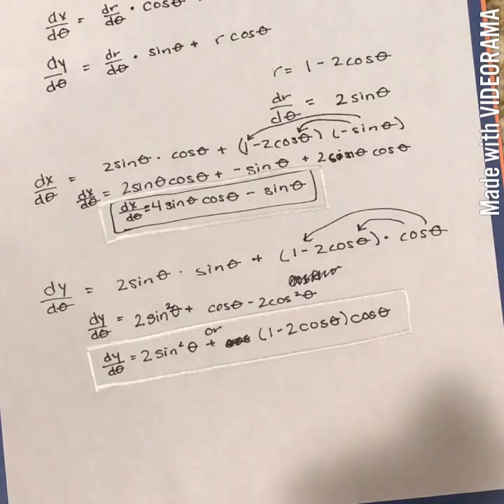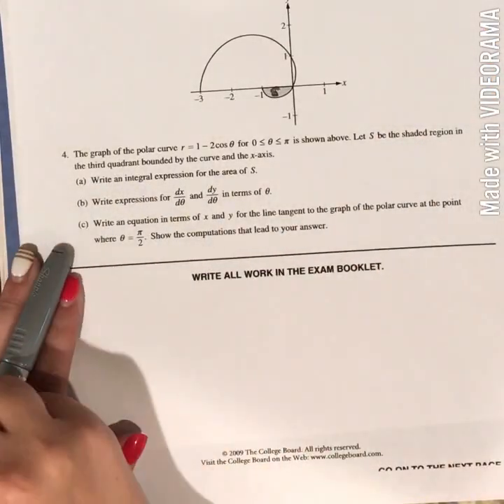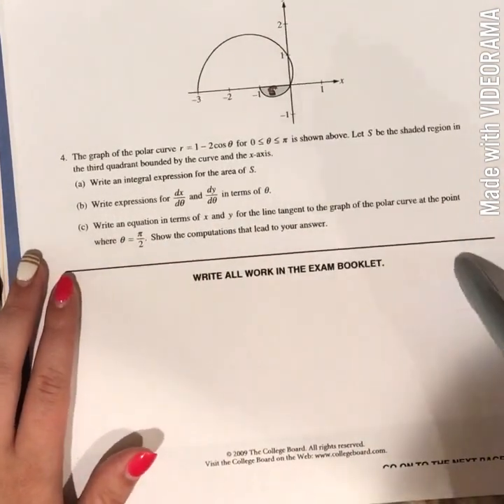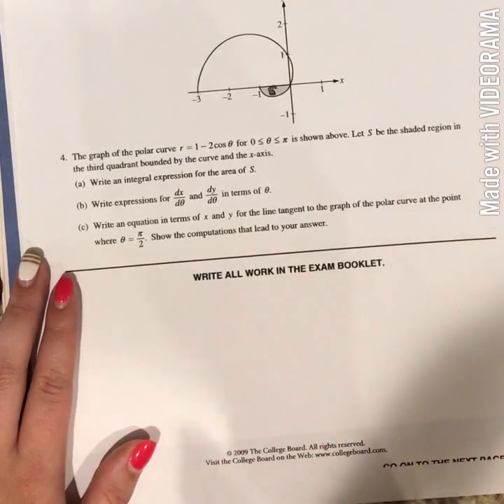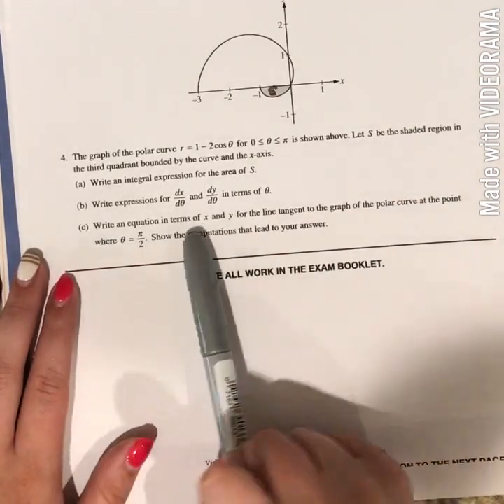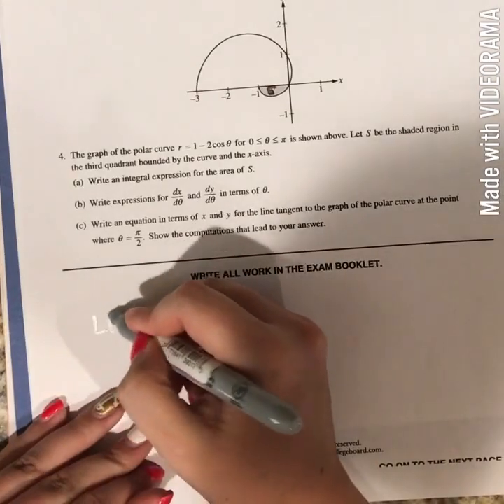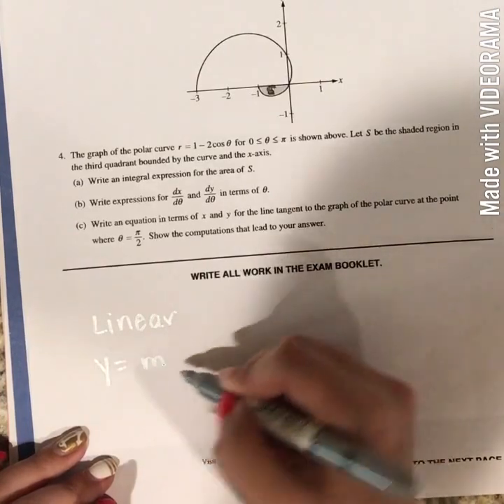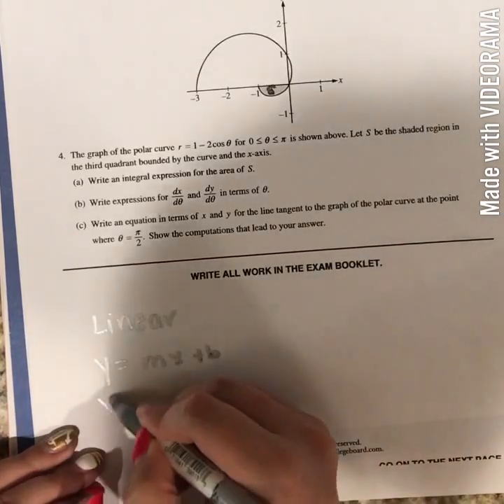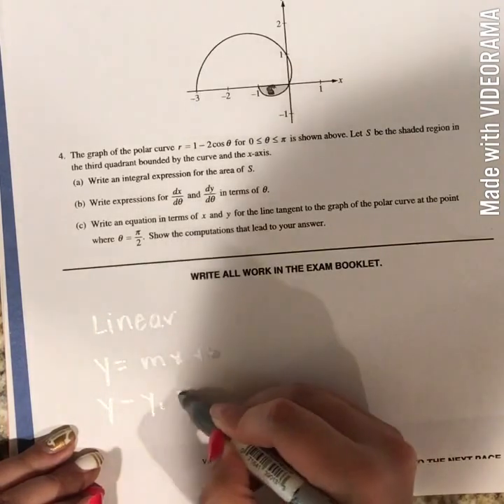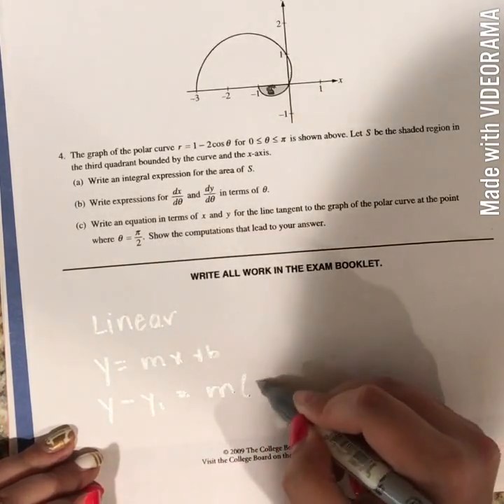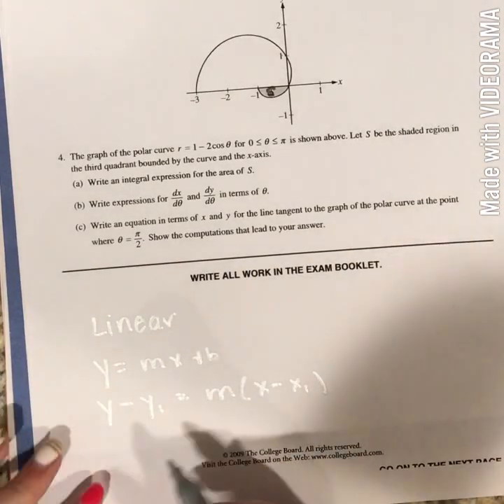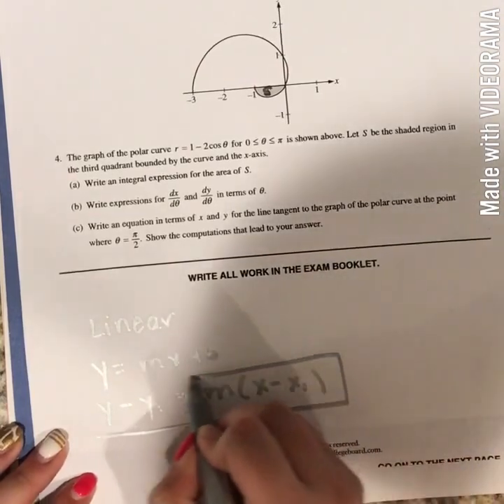So we're doing number 4C, and I always feel like these are the harder ones. It's a little bit harder, but it's actually not too tricky, so we're going to bear through it. It says C, write an equation in terms of x and y. That is going to mean linear. So like we said, y equals mx plus b, or rather y minus y1 equals m times x minus x1. This is probably the form that we're going to want it in. This is the linear form.